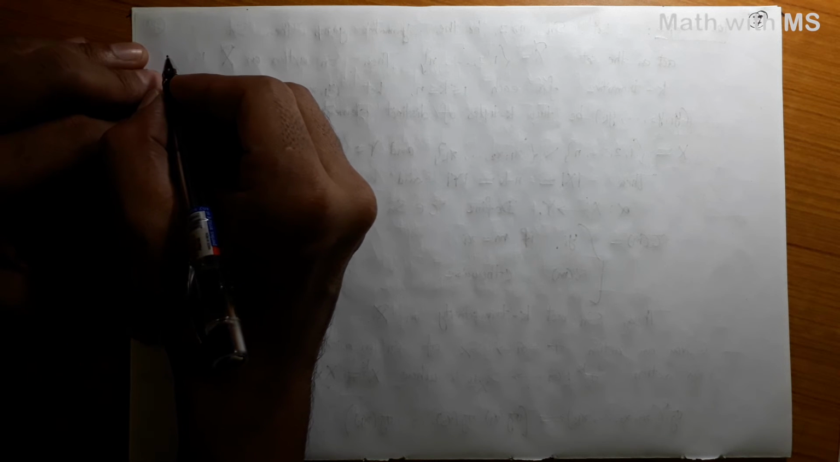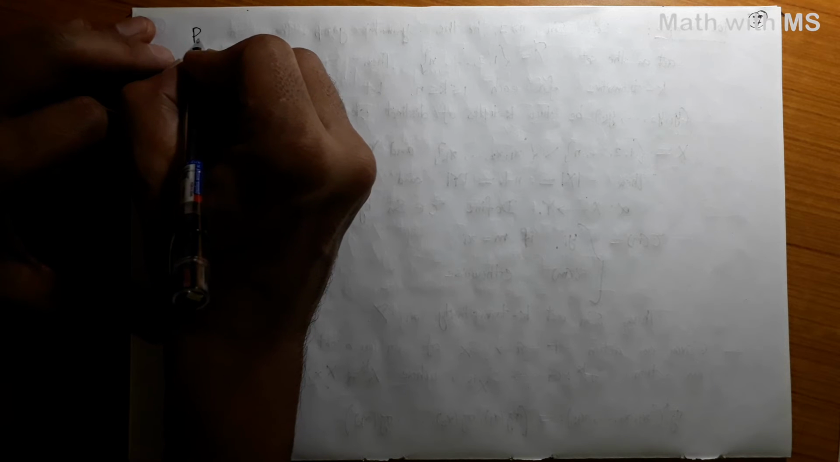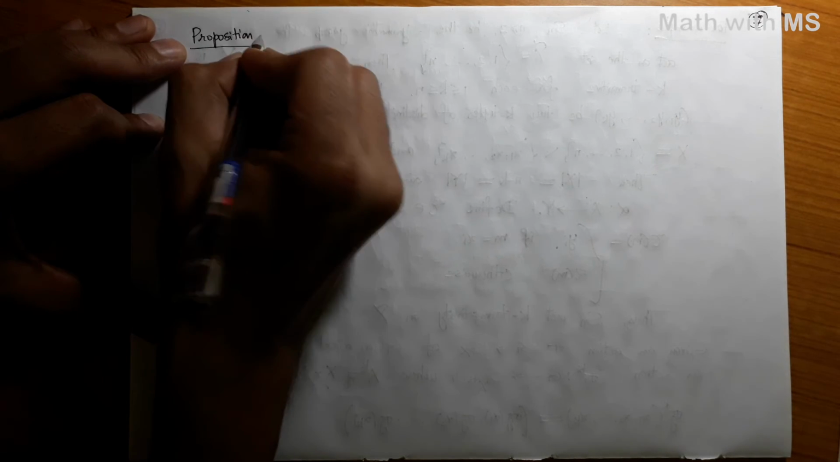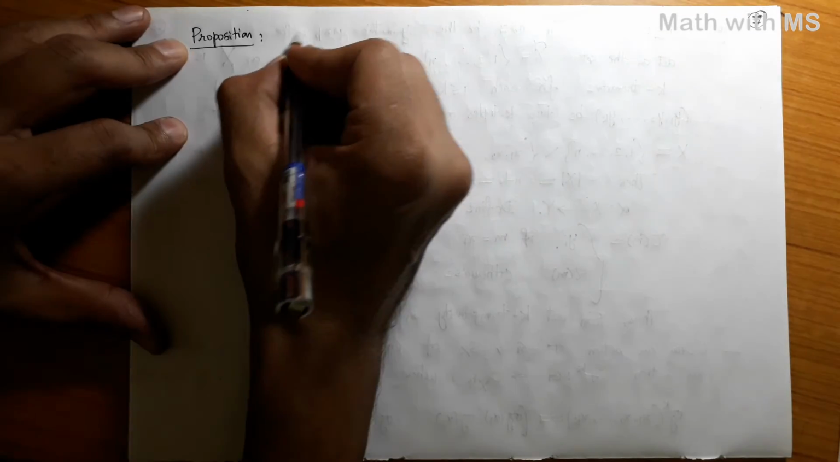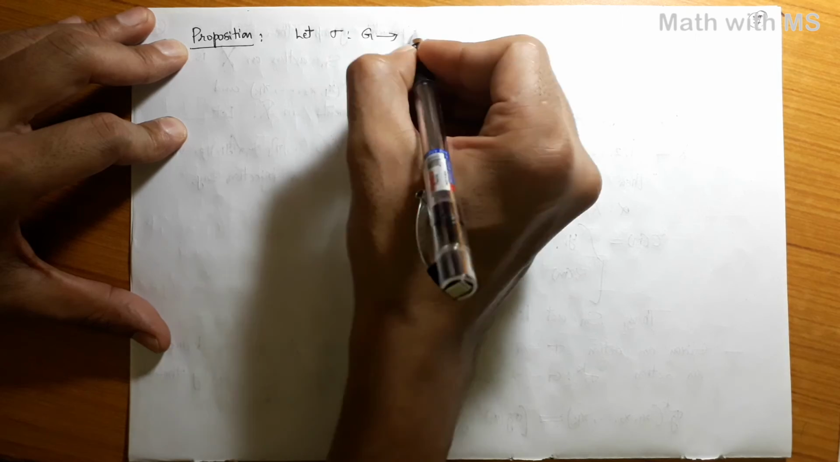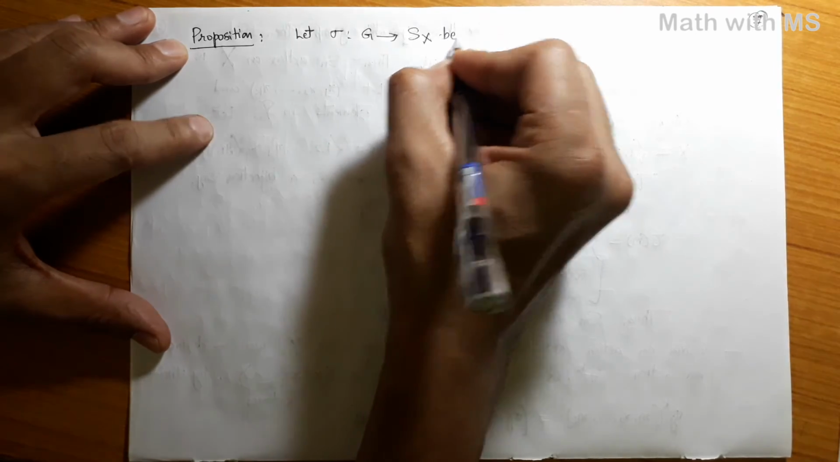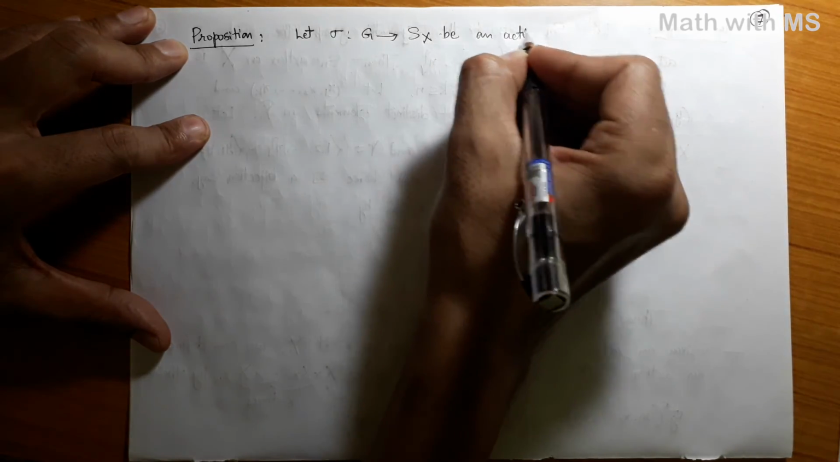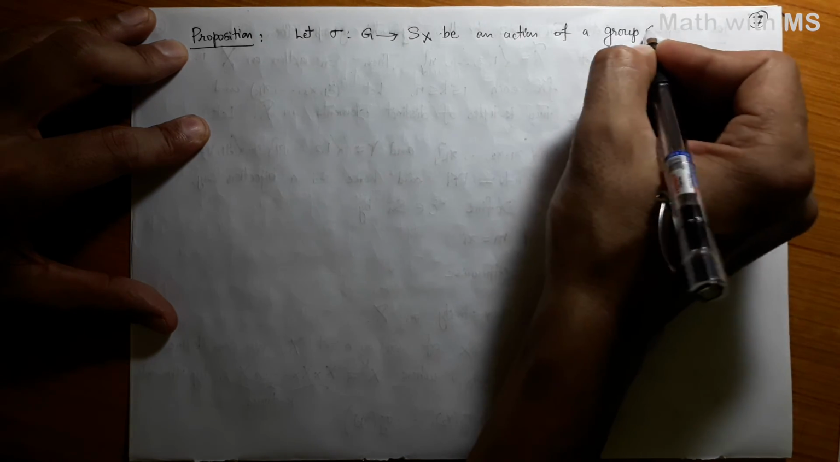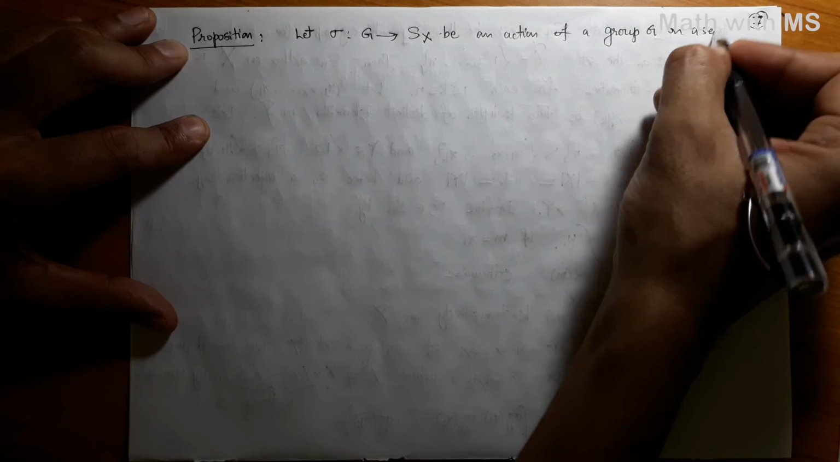Let us compute the fixed subspace for the permutation representation now. So we write it in this proposition. Let sigma from G to Sx be an action of a group G on a set X.